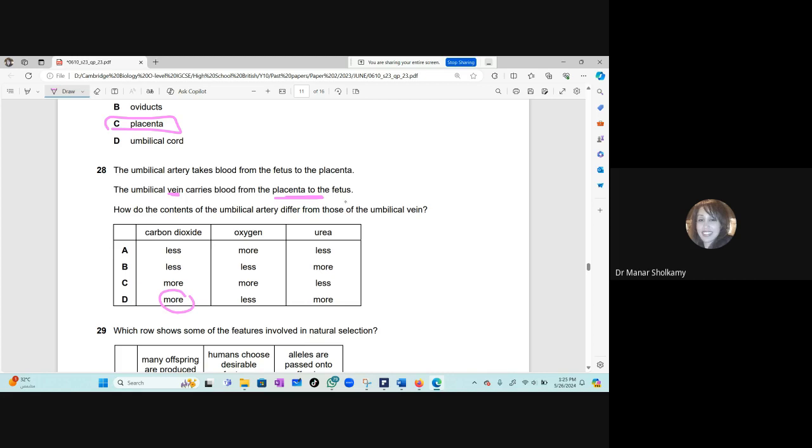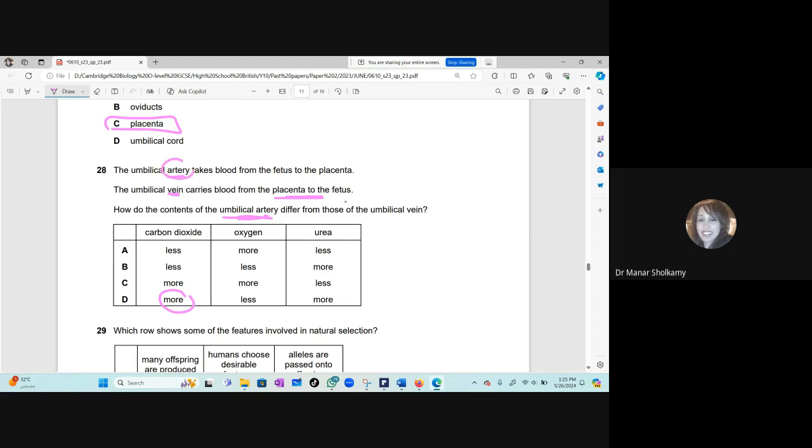Again, look at the question. How do the contents of the artery differ from those of the umbilical vein? Now they want to confuse you also, because here they said artery and vein. So you will put in mind that the artery will have more oxygen and less CO2, and the vein will have more CO2. This is true. This is in your body. But the situation here is different.